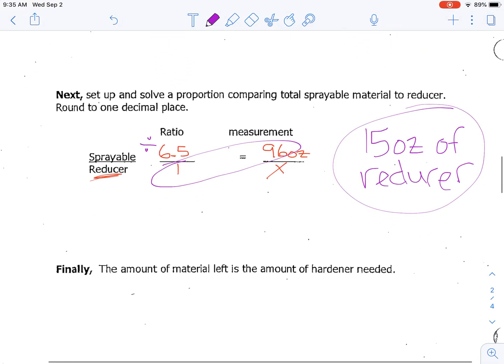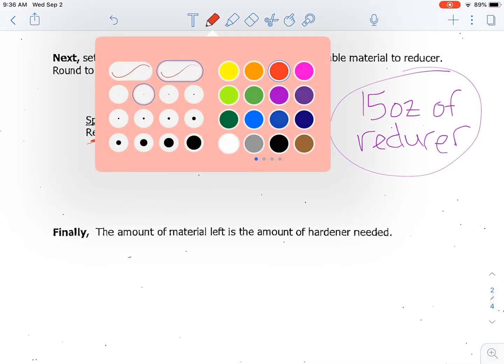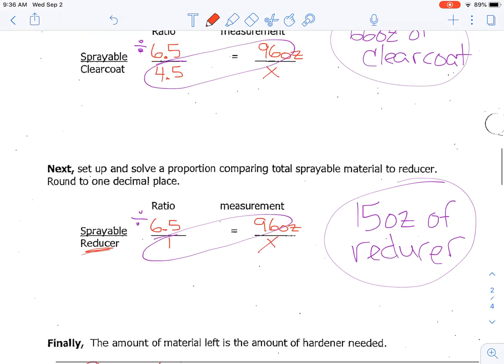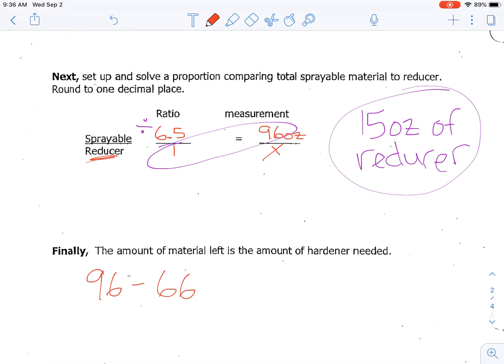And the last part of this, to find the hardener, we just do a simple subtraction. We know that we needed a total of 96 ounces. 66 of them was going to come from the clear, right? 15 of them is going to be reducer, and we subtract to get that we're going to need 15 ounces of hardener.